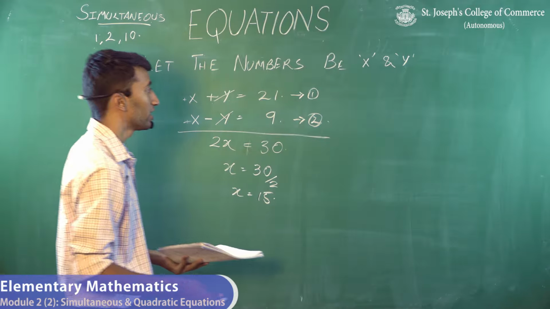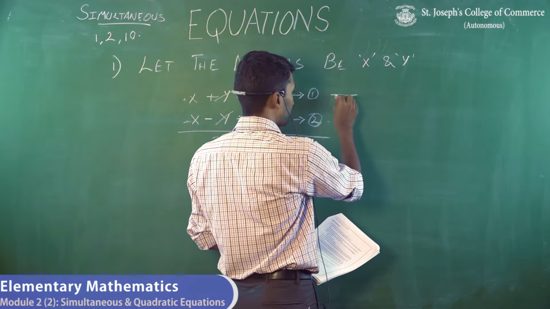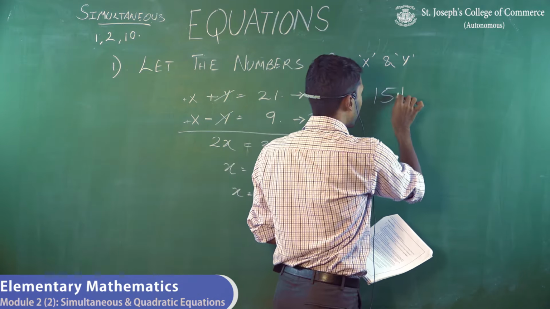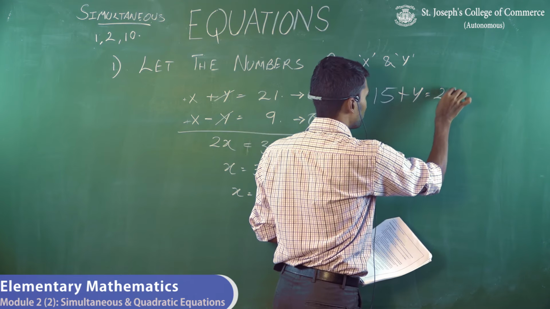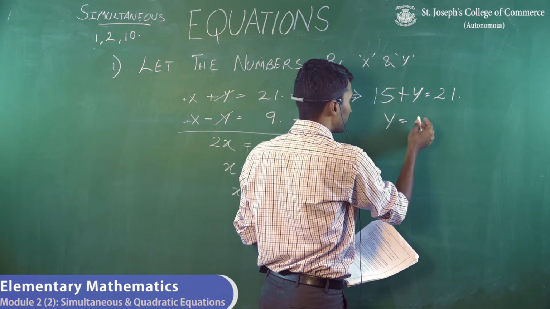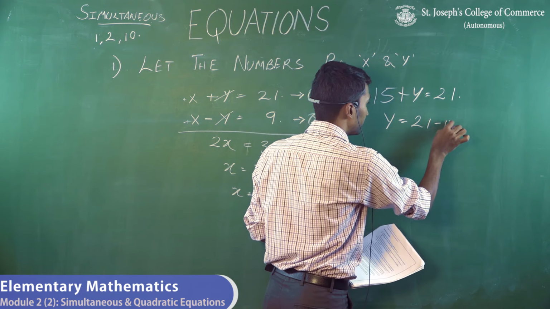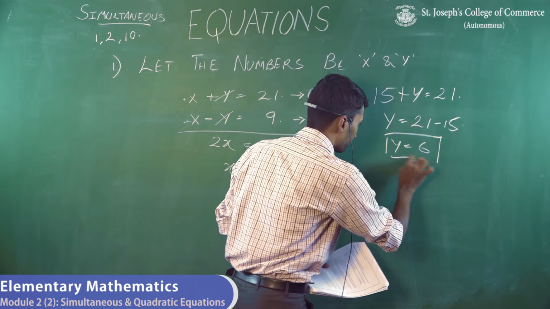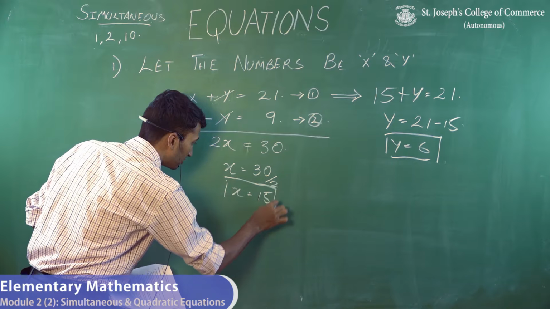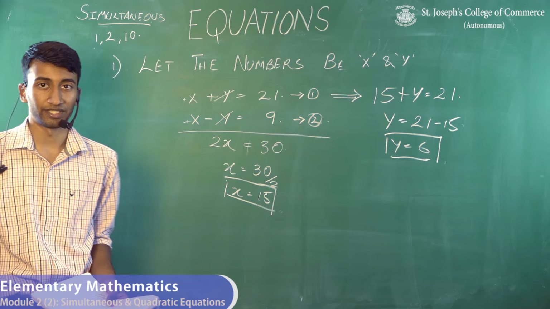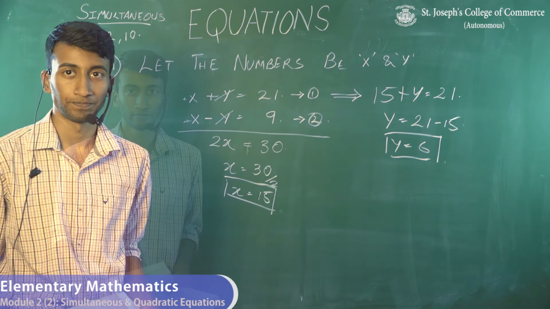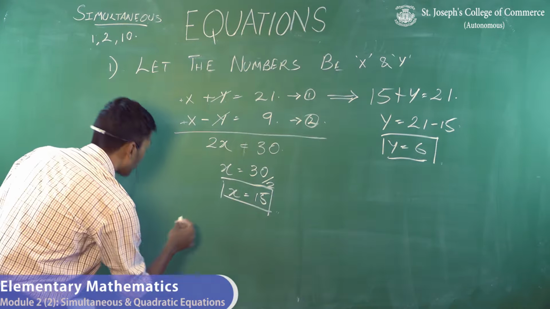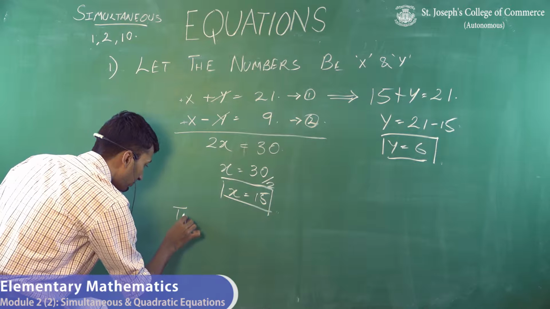Substituted back into this formula, you would get 15 plus y is equal to 21. So y is equal to 21 minus 15. So y would be equal to 6. So you have x is equal to 15 and y is equal to 6. Yeah, and so your answers would be the numbers x and y.